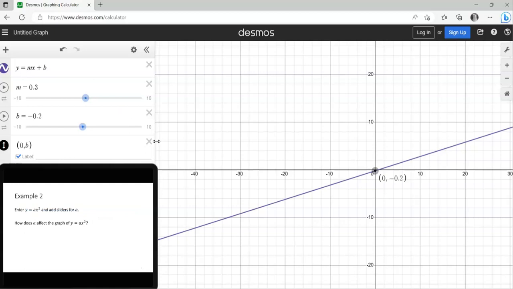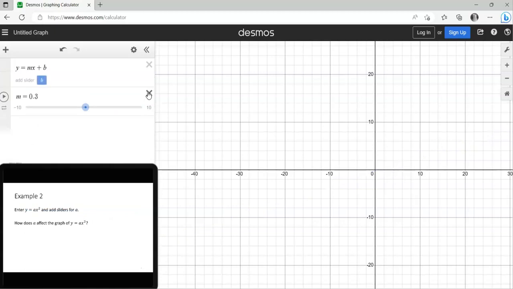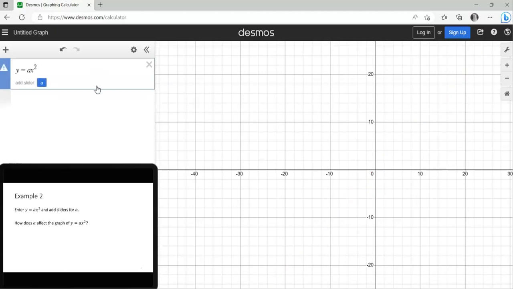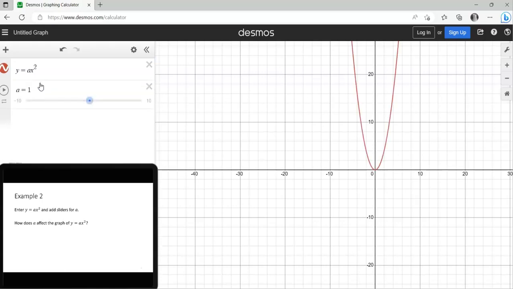Okay, so let's try this again. Let's clear these off. Let's try y equals ax squared. So I go y equal to ax and then exponent 2. And I want to add a slider for a. So what you have here is a shape, kind of a U shape that we call a parabola.